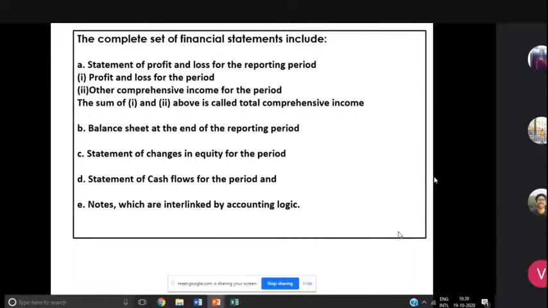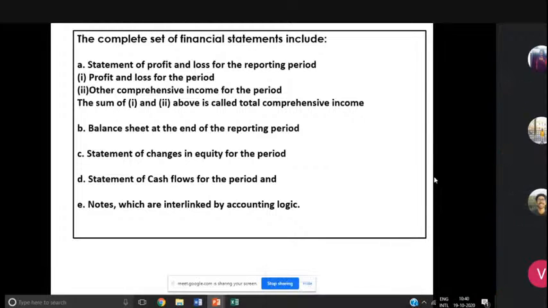Statement of cash flow is nothing but cash flow statement. Globally, it is not known as cash flow statement. It is called statement of cash flow. We Indians say cash flow statement. When you go to New Zealand or Australia for further studies, you should say statement of cash flow.